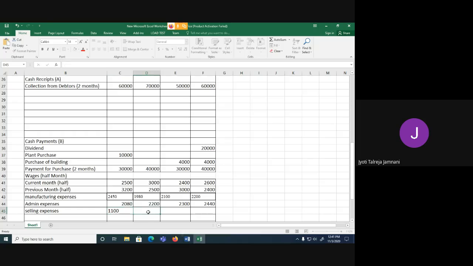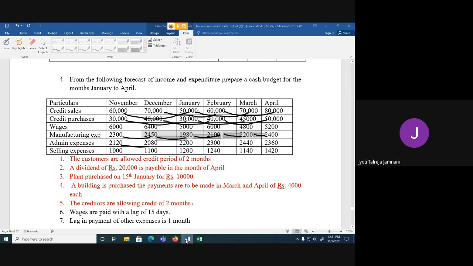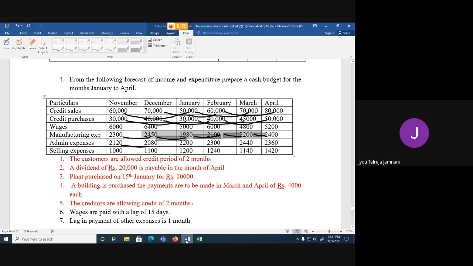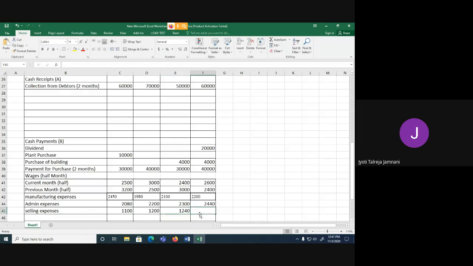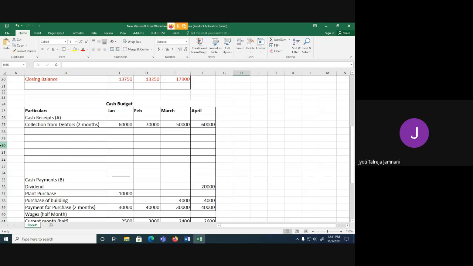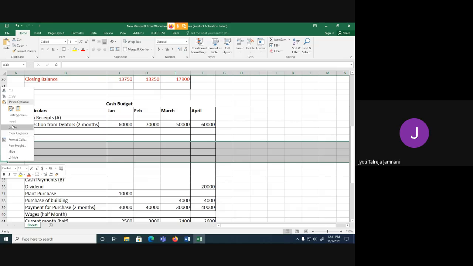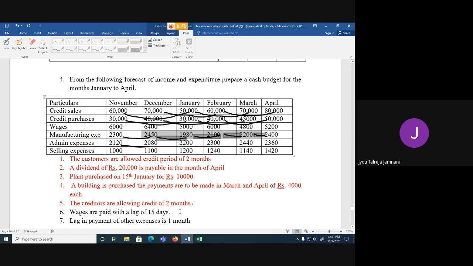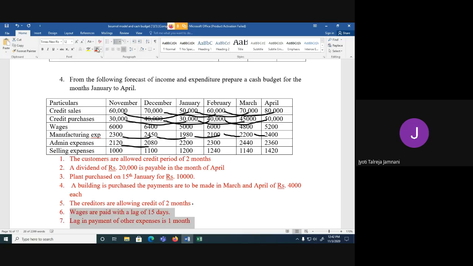1,200 of Jan will be paid in Feb. 1,240 of Feb will be paid in March. March 1,140 will be paid in April. So this is how we have paid all the other expenses. Okay, now let's see what is left. So we've completed all the adjustments.